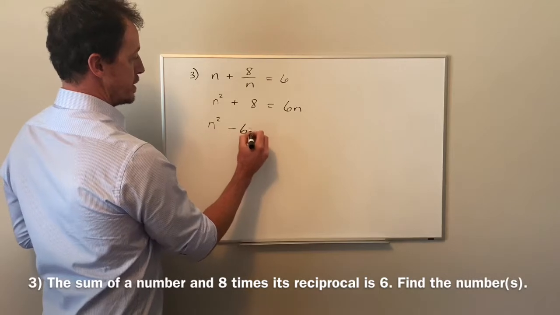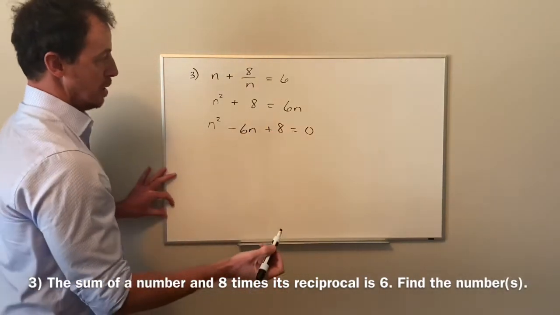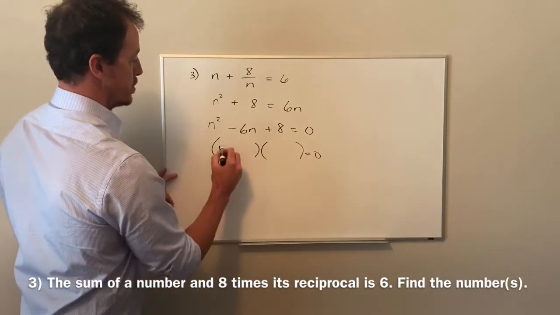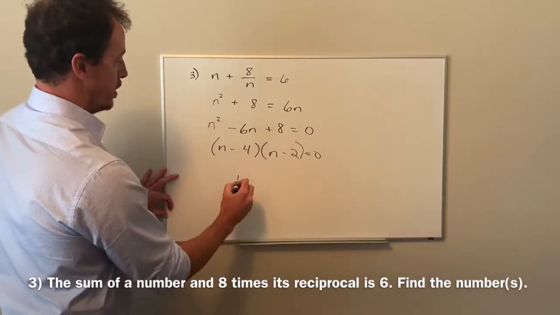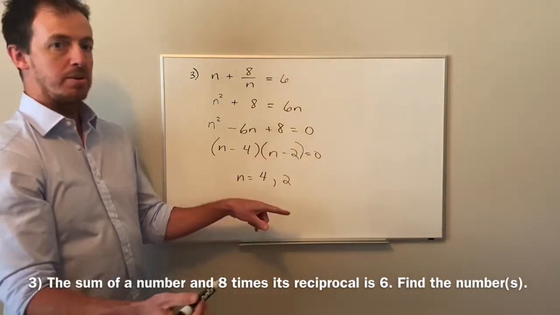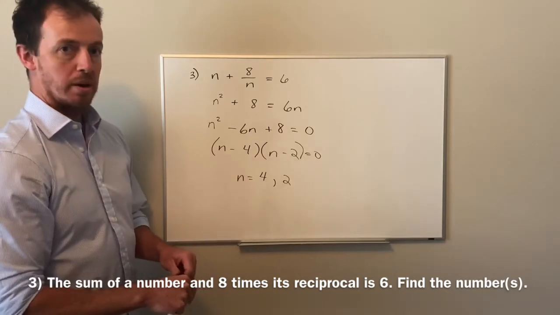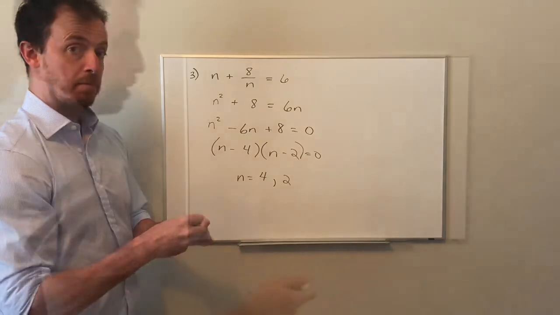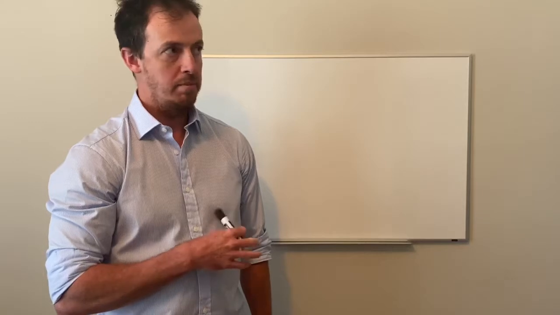We're going to minus the 6n over to both sides like so. This thing will factor. This would be n minus 4, n minus 2. And then, of course, that means that your answers are 4 and 2. Either one of those numbers would satisfy that equation. Either one of those numbers would work in that scenario that they said in the problem. And that's it.